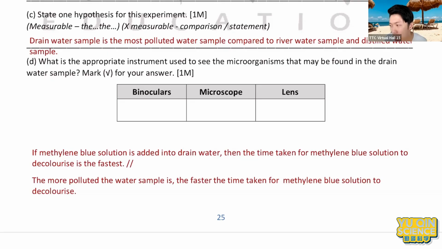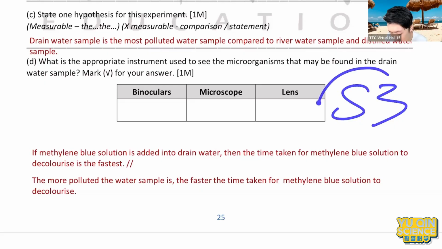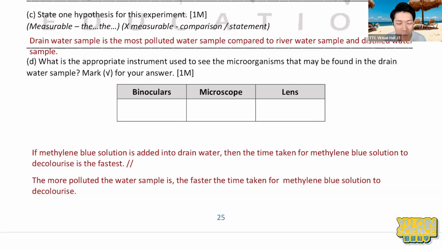Question D, shall we, in a short while. This one is very simple. You want to see microorganisms, what do you use? Binocular. Look at the microorganism at the moon. So far away. This is your 3 mark plus 1, skill number 3. Application. 4 plus 1. This is your plus 1 question.